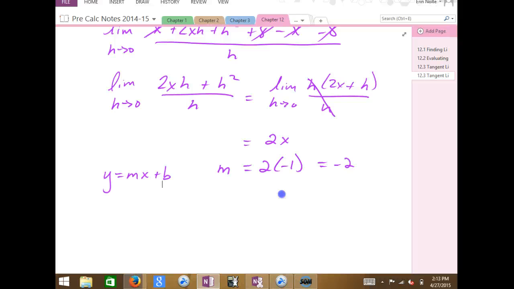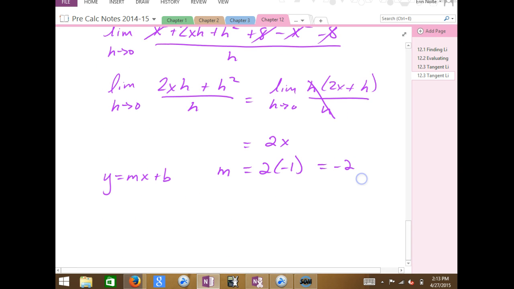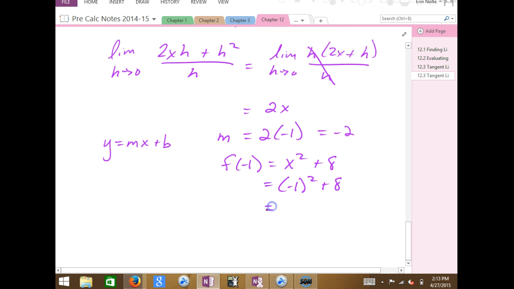Since I have the original function and I have an x value, I can find the point that it goes through. Since I was given my function, which was x squared plus 8, I can plug negative 1 in so that I know what the corresponding y value is. So what is the y value that corresponds to this? 9. Okay, so the ordered pair is negative 1, 9. Does that look like b?